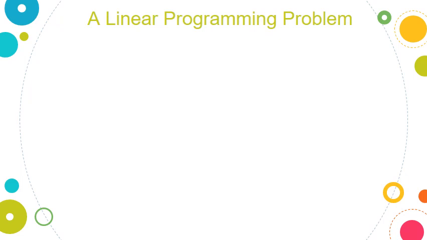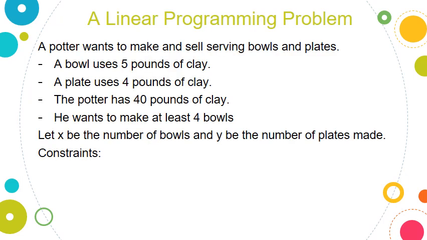So let's go through a linear programming problem. You don't have to write this down. Let's just go through and get a sense of the idea of what we're looking at. In this particular problem, we have a potter who wants to make and sell serving bowls and plates. A bowl uses 5 pounds of clay, a plate uses 4 pounds of clay, and the potter has 40 pounds of clay. He wants to make at least 4 bowls.